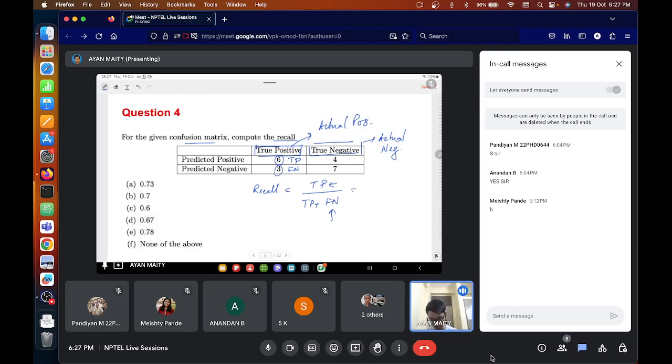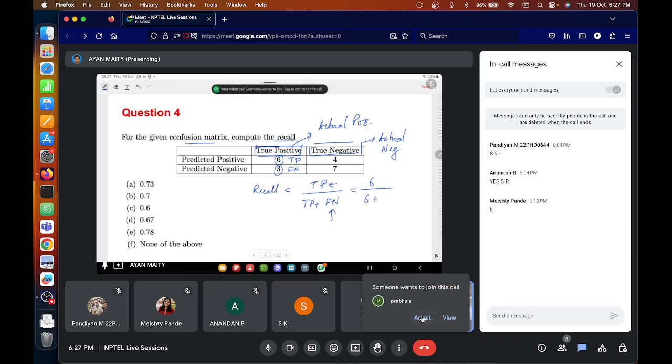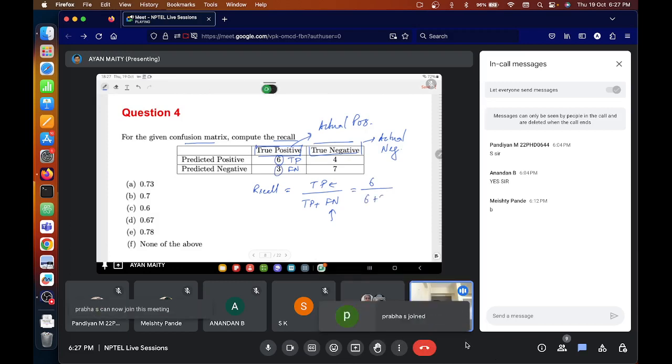So you just have to plug these values into this formula: 6 divided by 6 plus 3, which is 6 divided by 9, which is around 0.67. So this is the correct answer. You just have to find out this TP and FN value for the recall.